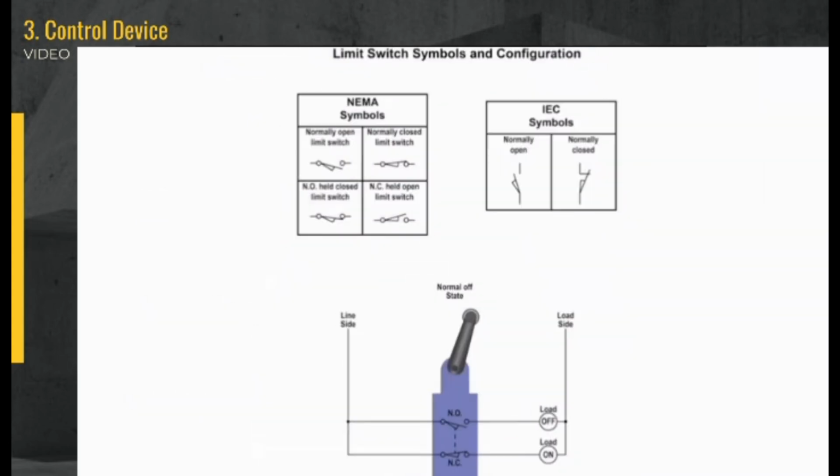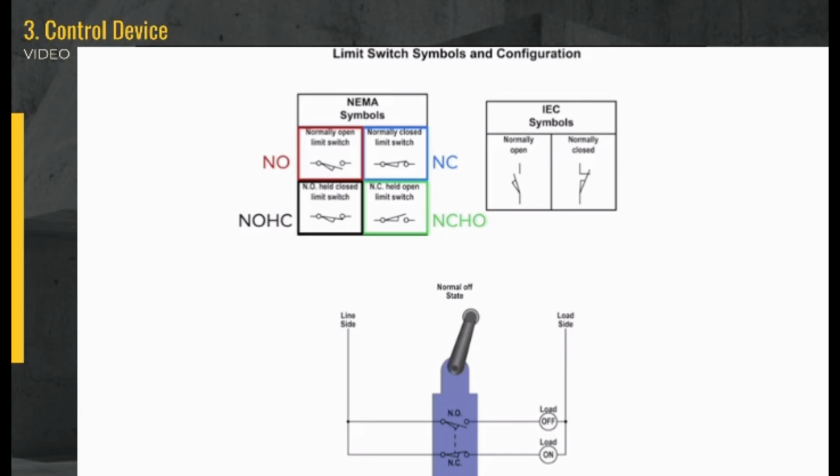In the example, we have displayed the way the limit switch symbols are drawn. They consist of NC, normally closed, NO, normally open, NCHO, normally closed held open, and NOHC, normally open held closed. As of now, you should be familiar with the NC and NO abbreviations and meaning. Let's go over the other two mentioned.